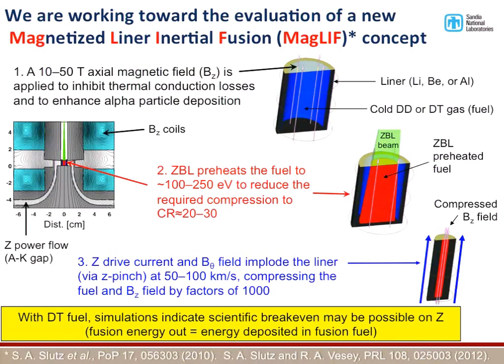But the reason why we're interested in this is because we've done some pretty sophisticated simulations, and they show that it's possible on the Z machine today that if we use DT fuel, which we're not approved to do yet, we should be able to obtain a fusion energy out that's equal to the energy deposited in the fuel, which would be scientific breakeven, which to this day has still not been done in the laboratory. So Steve Slutz kind of pioneered this idea with his 2010 Physics of Plasmas paper, and then more recently he extended this to a high gain concept in 2012 in a PRL.